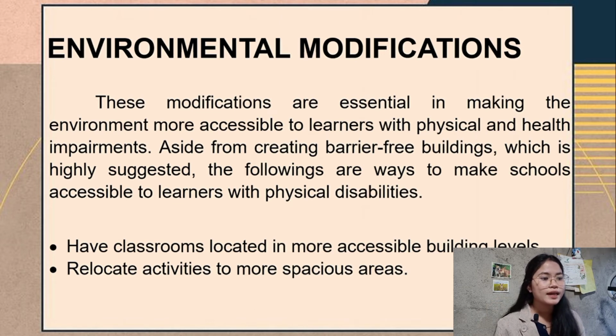Number 2, relocate activities to more spacious area. This one is a good avenue for students with difficulty in walking and moving, since they'll have enough space to do their thing or the activity. There is 99% possibility of not hurting each other or bumping into each other.